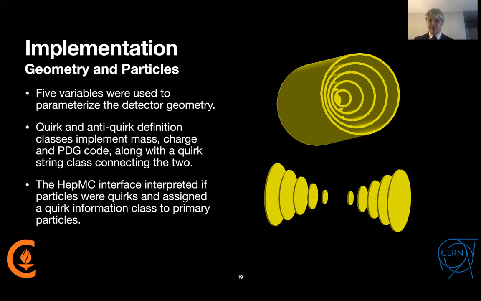As for particle definitions, we made a quirk and anti-quirk definition classes, which had a method definition, which defined the mass, charge, the PDG code, and also a quirk string that connects the two and lives and dies with the two. Lastly, the HepMC interface interpreted if a particle on the file was a quirk and assigned quirk definitions and strings to primary particles that would then become dynamic particles if the particle read in was a quirk. This code also ran successfully.